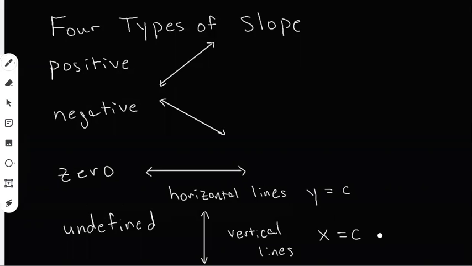I did want to talk about 0 and undefined a little bit more. So what does undefined mean? That's when you're dividing by what? You're dividing by 0, right? So if I had 3 divided by 0, I can't divide by 0, so we say that this is undefined.